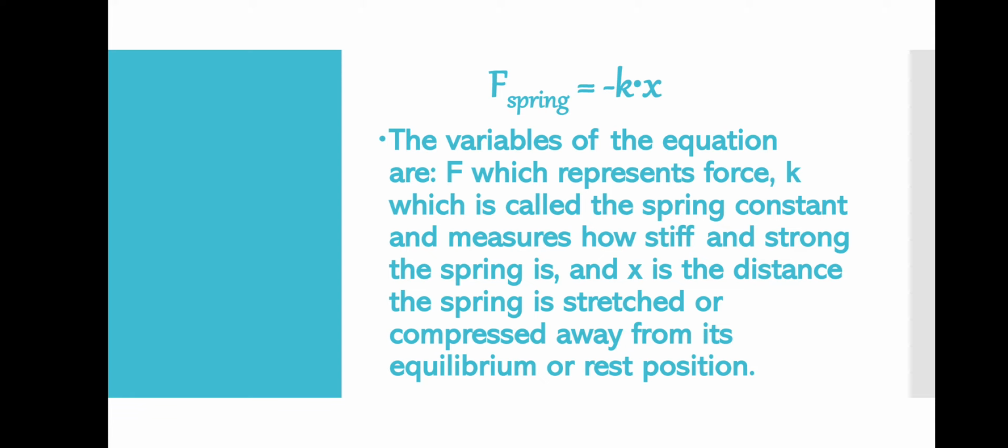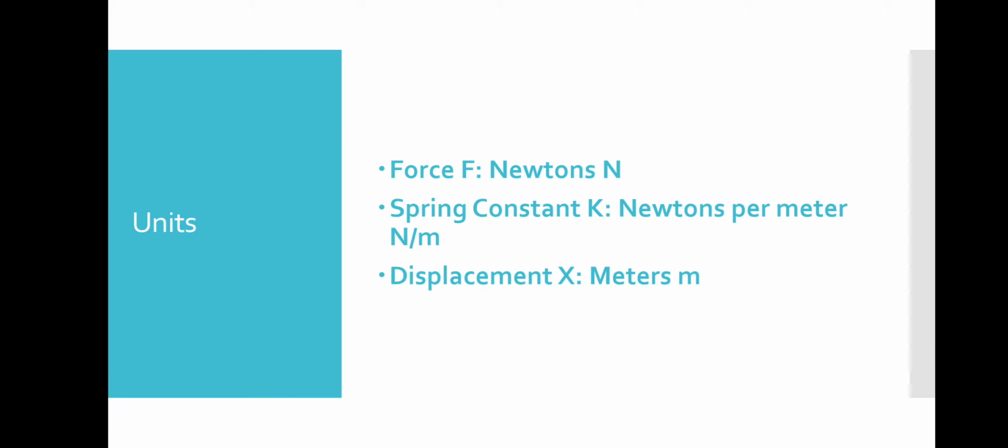Apparently the spring constant refers to the stiffness of the spring, which means if it is very high, it's going to need more force to be stretched and compressed. If it's very low, it will be easily stretched and compressed. The units: force is newtons, spring constant is newtons per meter, displacement is meters.